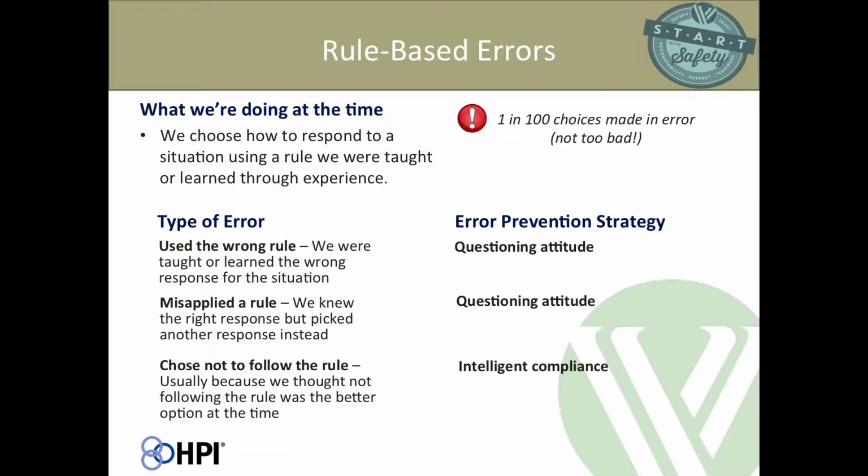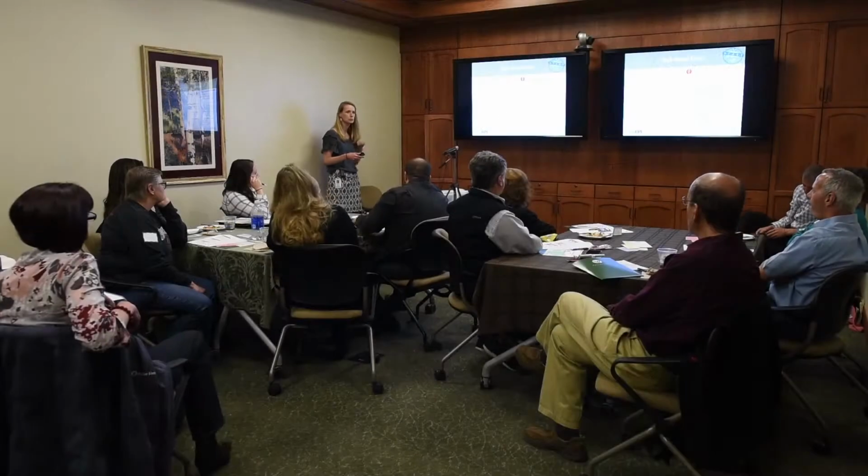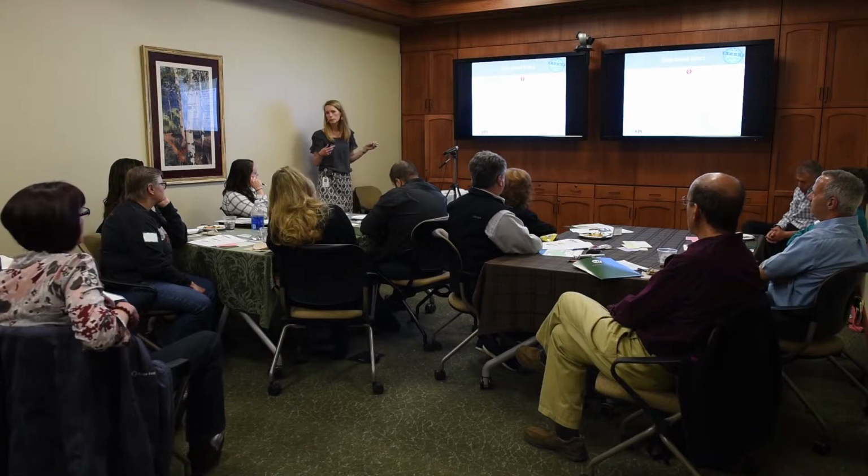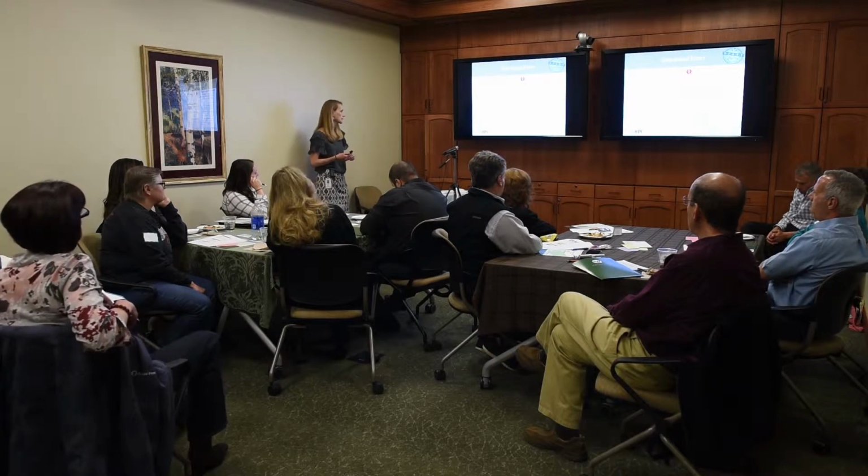We can use the wrong rule, so we can either be taught or learn the rule wrong for that response in that situation. We can misapply the rule, where we knew the right response, but for whatever reason at that moment we were confused and chose the wrong rule. Or we can choose not to follow the rule. We usually do that as our shortcut. We thought for whatever reason in that moment that it was better not to follow the rule. Doing the other thing was the better choice at that time.